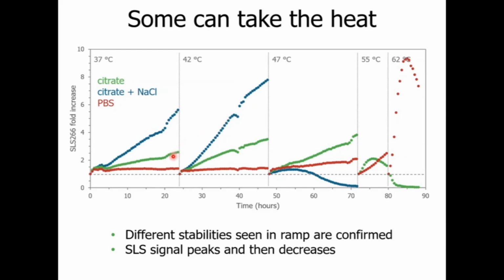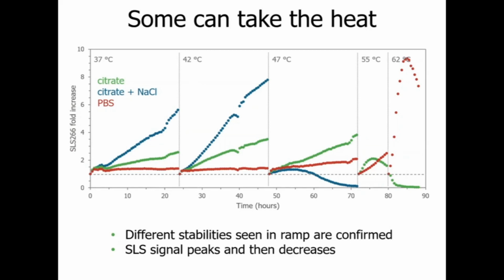In citrate buffer in green, this increase of the SLS signal is significantly slower, even at 47 degrees. It's not as high as this one would have been. And PBS is the most stable. We see the biggest increase at 62 degrees only. What I have plotted here is the fold increase of the static light scattering signal. We can, of course, also graph this as absolute SLS values.